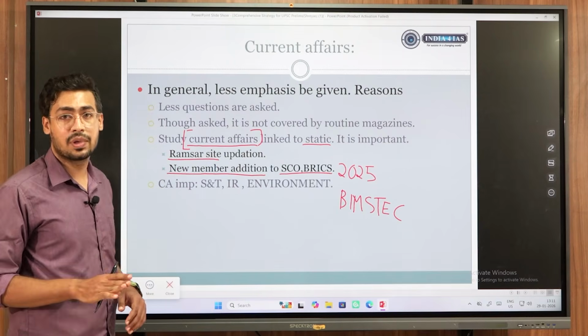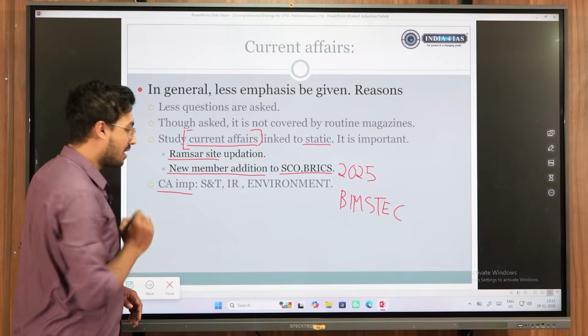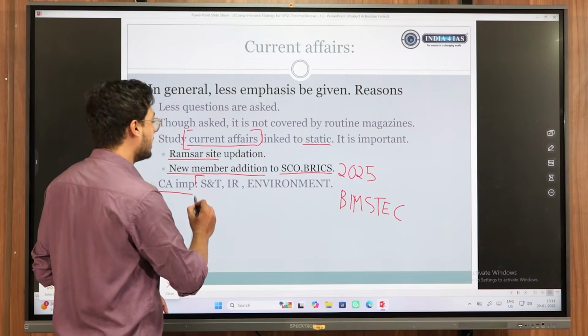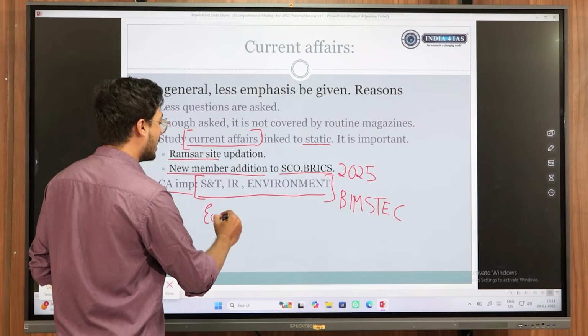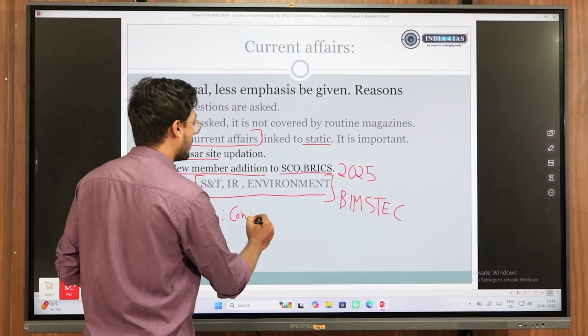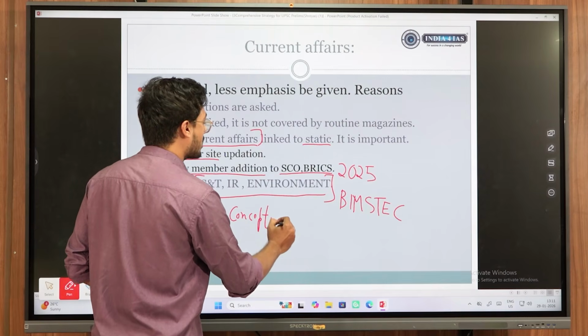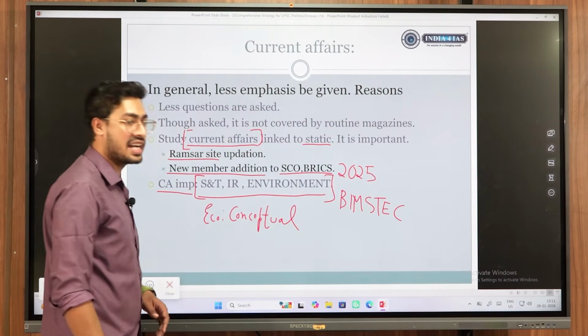So if I have to sum it up in simple words, current affairs is important when it comes to science and tech, IR and environment, because in the case of economy there is more of a conceptual part that is asked, and in other subjects also there is more lean over the static part.